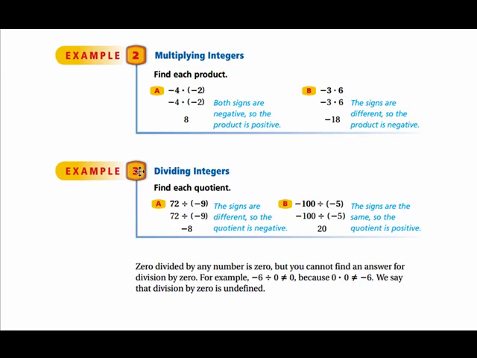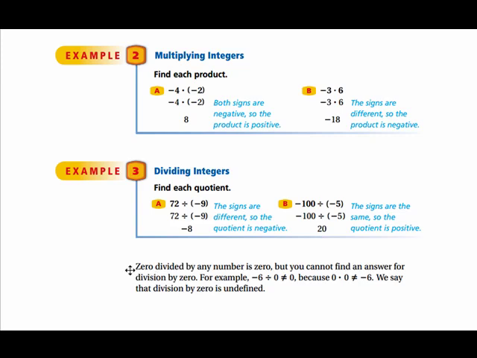It works just the same for dividing. So here, the division of 72 divided by 9 is 8. We know it's negative 8 because they had different signs. Here they had the same signs, so once we divide and get 20, we keep it positive.